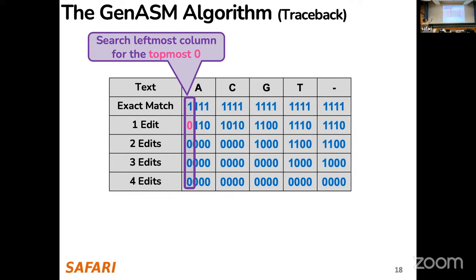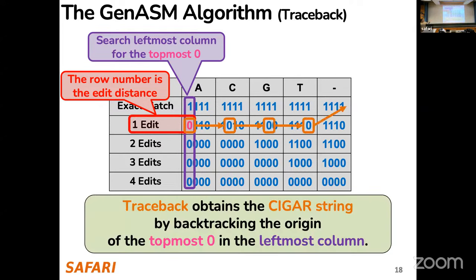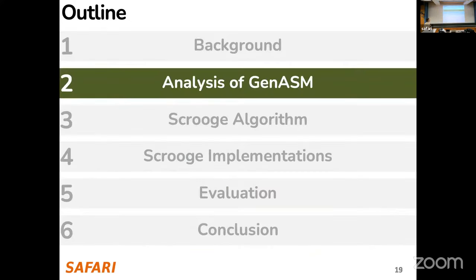Now, the details here are not too important, just to give you an idea of how the further computation looks. Once you fill this table, you find the topmost zero in the leftmost column, and then you trace the origin of that zero, and that's how you would obtain your CIGAR string. But the majority of the workload really lies in computing the table.